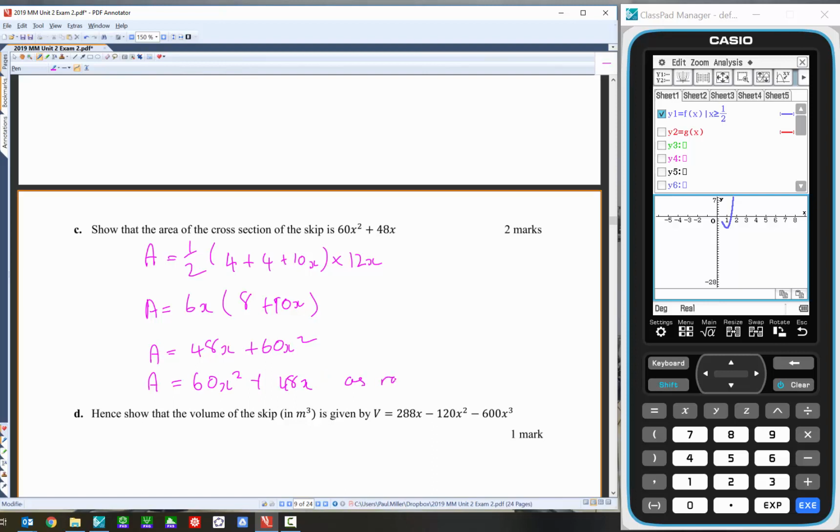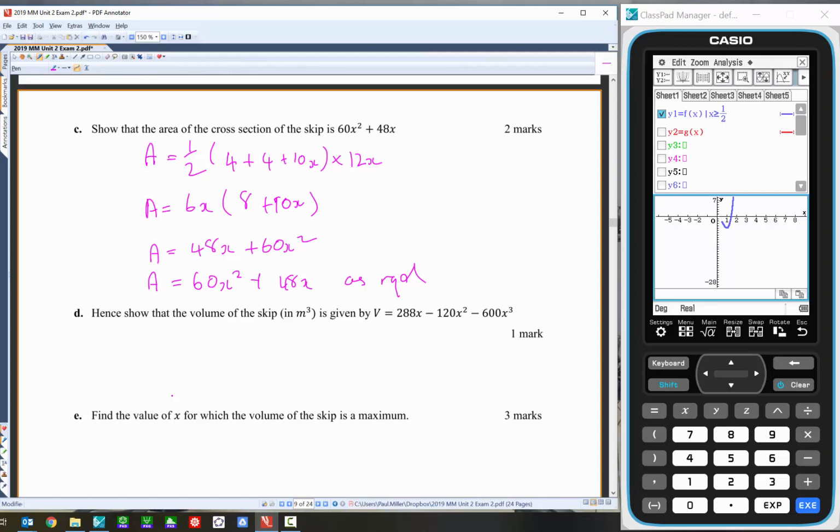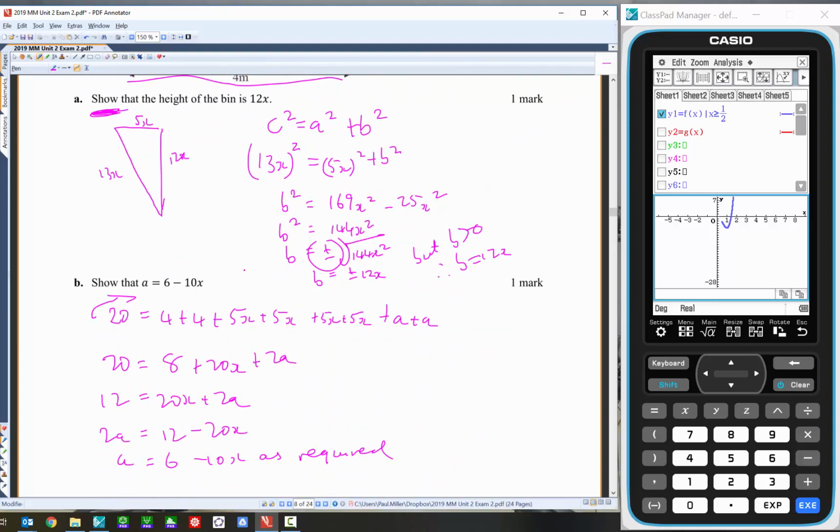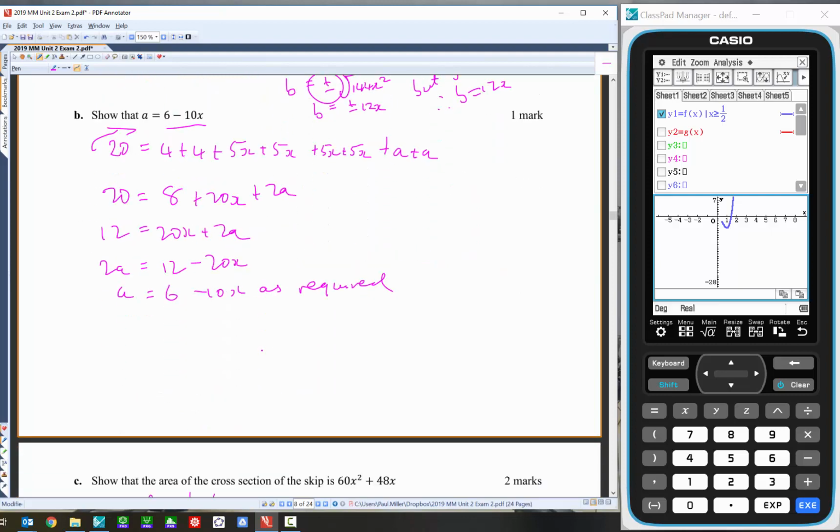48x as required. Hence, show that the volume of the skip in meters cubed is given by this. So the volume is the area of the cross section multiplied by the height or depth or whatever you want to call it. Area equals, so we've got the cross section here, 60x squared plus 48x multiplied by the depth. That's this thing here, which is A, but we know A is already, we've worked that out, it's that value there, 6 take 10x.